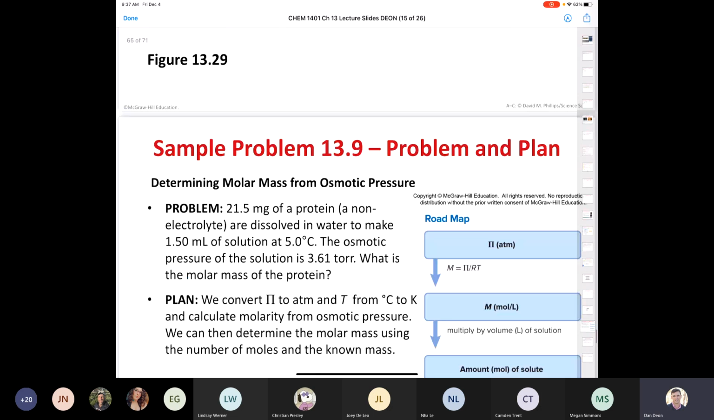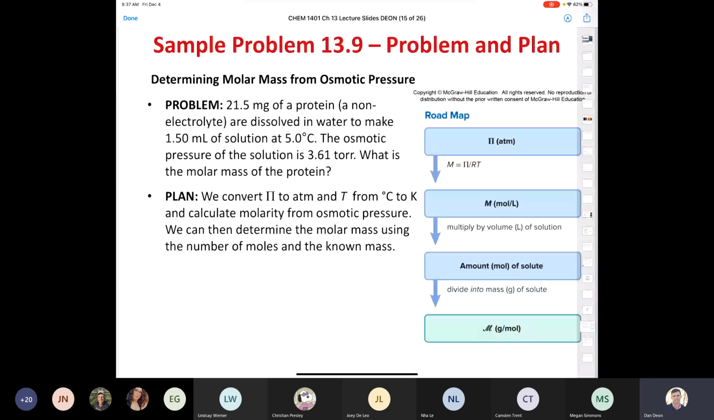This problem is titled Determining Molar Mass from Osmotic Pressure. In fact, this is a very good way to determine the molar mass of proteins, which have really large molar masses, compared to using something like freezing point depression or boiling point elevation. We have 21.5 milligrams of a protein. It's a non-electrolyte, so there's just that one particle of the big protein. It's dissolved in water to make 1.5 milliliters of a solution at 5 degrees Celsius. The osmotic pressure of the solution is 3.61 torr. We'll have to convert that to atmospheres. What is the molar mass of the protein?